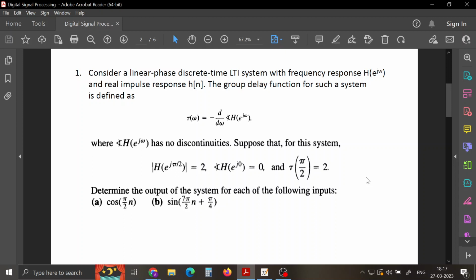And we have been given these three pieces of information. The magnitude of the frequency response takes the value 2 at omega equals pi by 2, the phase at omega equals 0 is equal to 0, and the group delay at omega equals pi by 2 is 2. Given this information, we need to find the output of this system for both these given inputs. So we are looking at part A, where the input is cos of pi by 2 n.